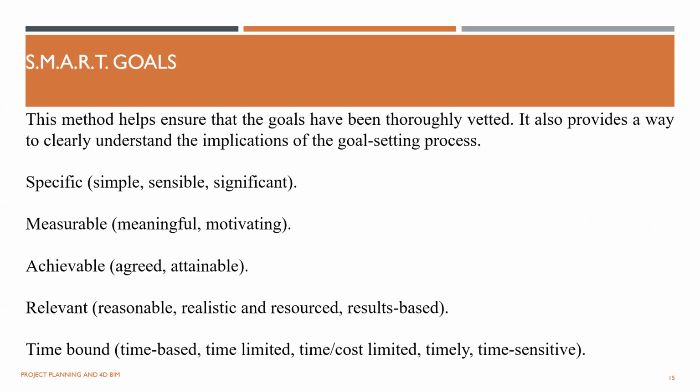When you think about the SMART method, it ensures the goals have been thoroughly vetted. It also provides a clear understanding and implication of the goal setting process. According to SMART goals, there are 5 words in SMART. The first one is specific. When coming to specific, we should say what I want to accomplish and why this goal is involved, who is involved, where it is located, and which resources or limits are involved.